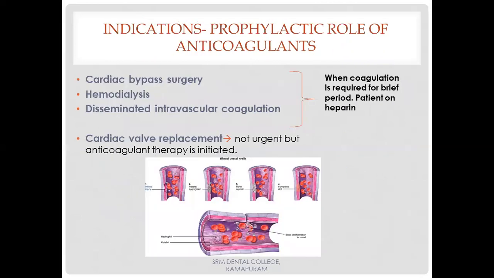Also patients on cardiac bypass surgery, hemodialysis patients, and disseminated intravascular coagulation cases, where anticoagulation is given for a brief period, and sometimes they are put on a bridging therapy such as low molecular weight heparin. In patients who have undergone valve replacement, it is not urgent, but anticoagulation therapy is also initiated.